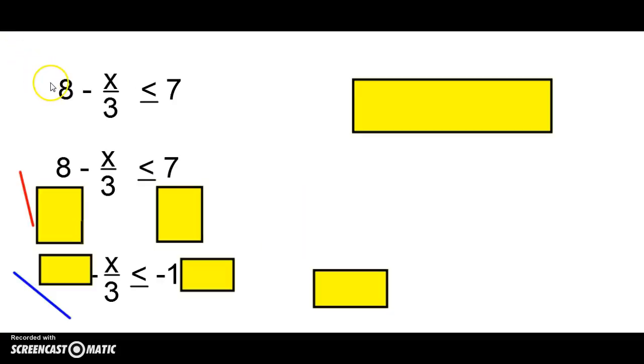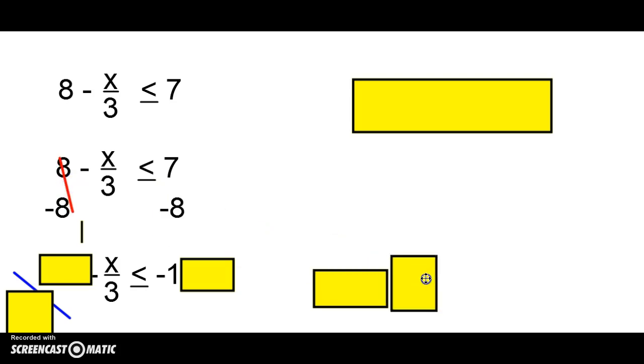All right, 8 minus x divided by 3 is less than or equal to 7. First, you want to undo the 8 because you want to get the variable alone. So you have a positive 8. You want to subtract 8. If you subtract 8 from this side, the 8s cross each other out. Subtract 8 from this side, and 7 minus 8 is negative 1.